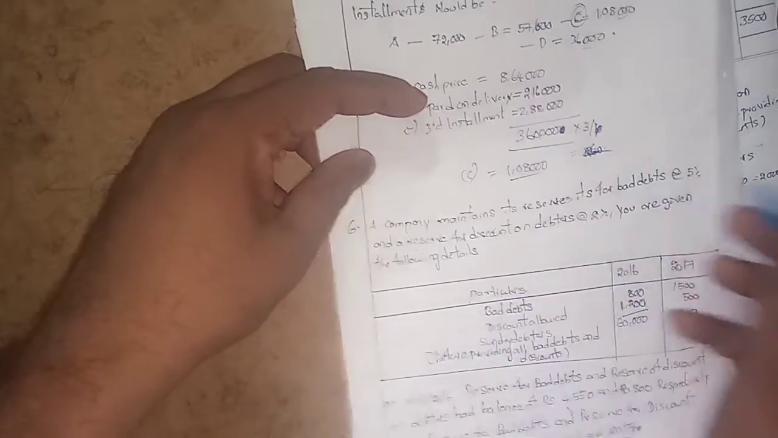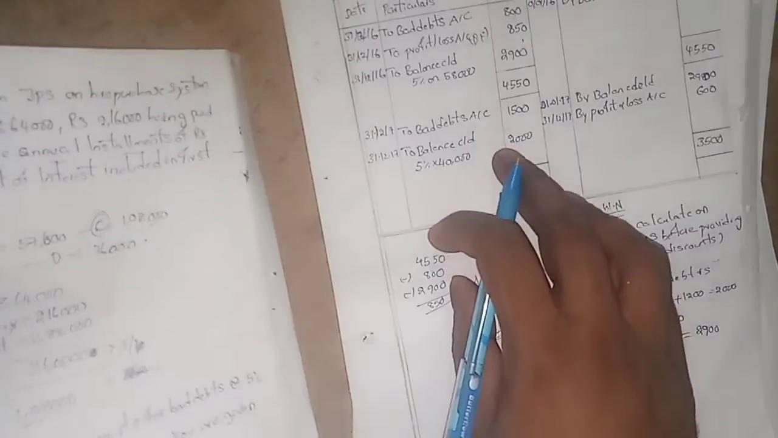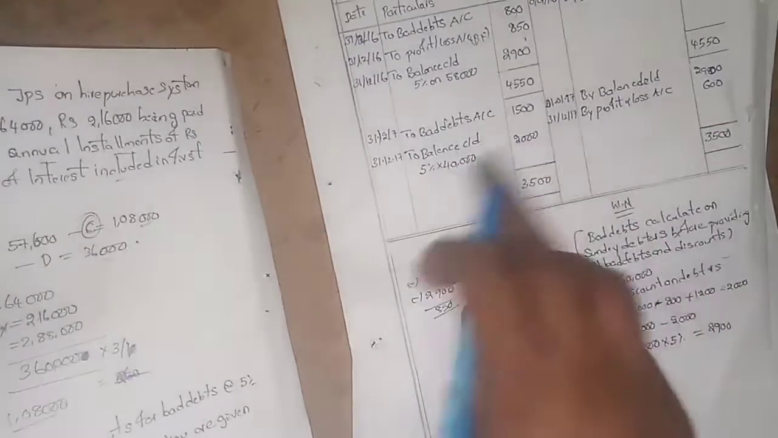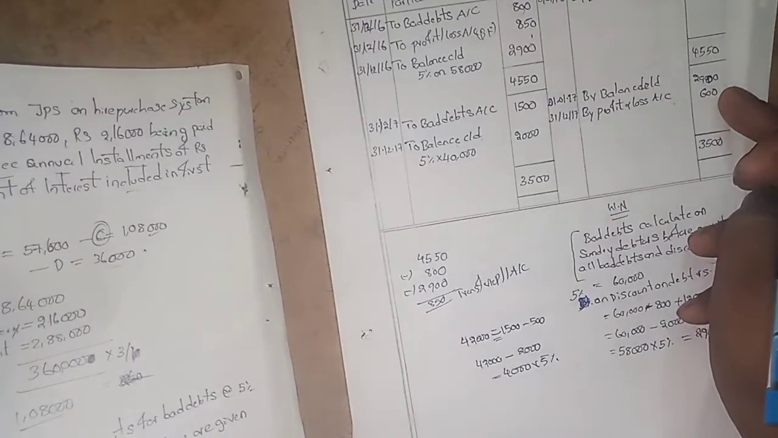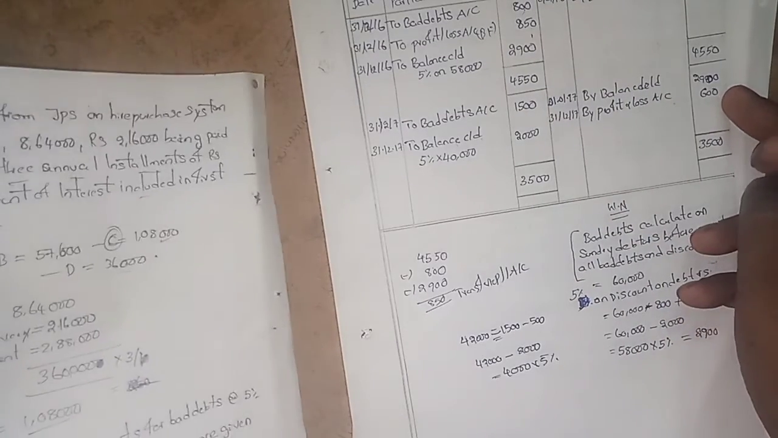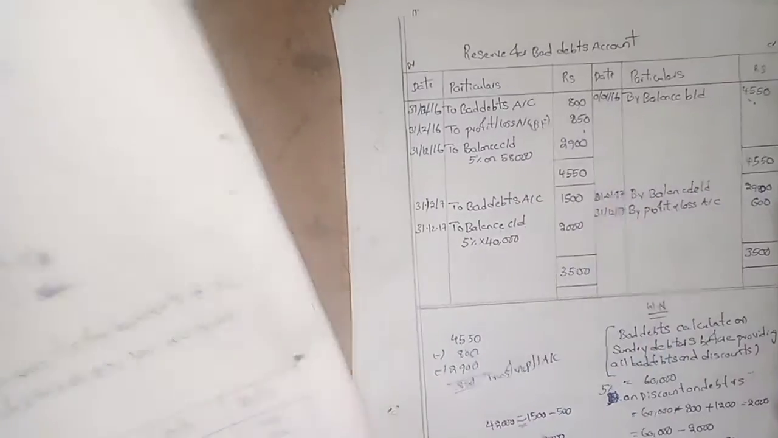That is the reserve for bad debts, 5%. So we calculated here reserve for bad debts 2,000. So 2,000, 2,900, and profit and loss account 600. So total 3,500. This is the reserve for bad debts account.